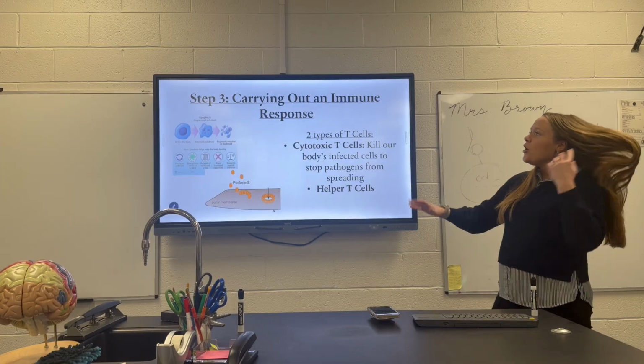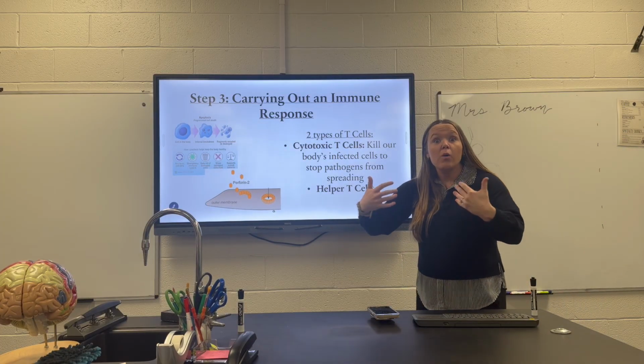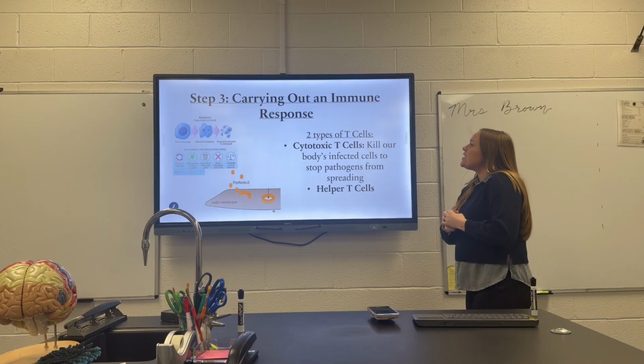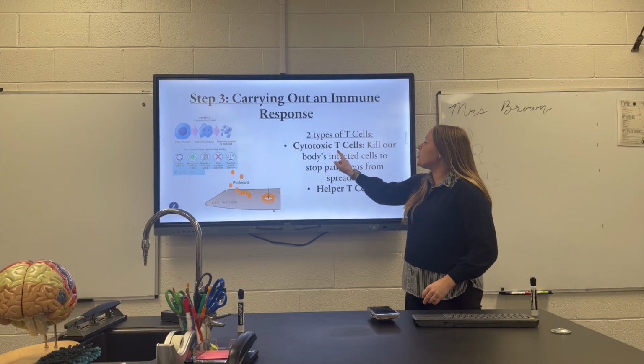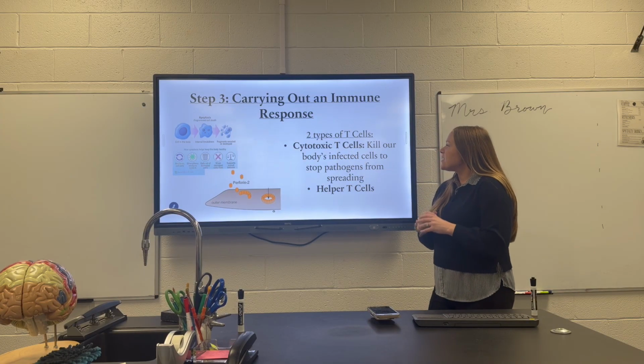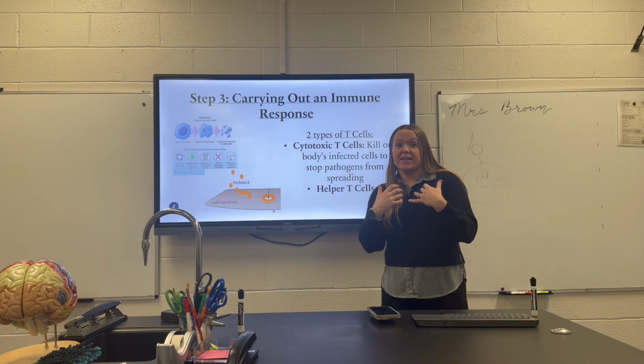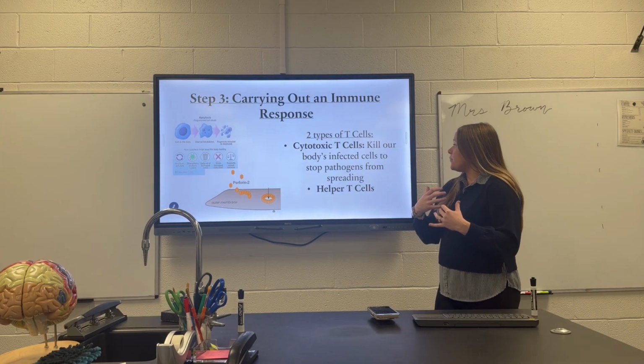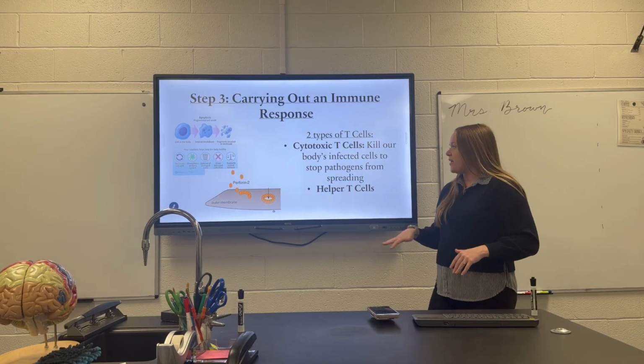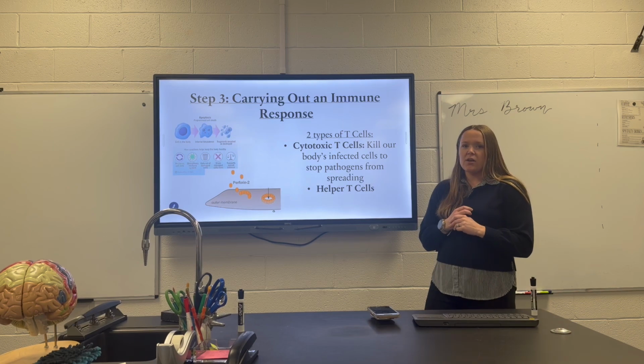All right, so we already know what B cells do to carry our response. Now we're at the T cells. There are 2 types. One is the cytotoxic T cell, and this T cell will kill our body's infected cells to stop pathogens from spreading. And then there are helper T cells.